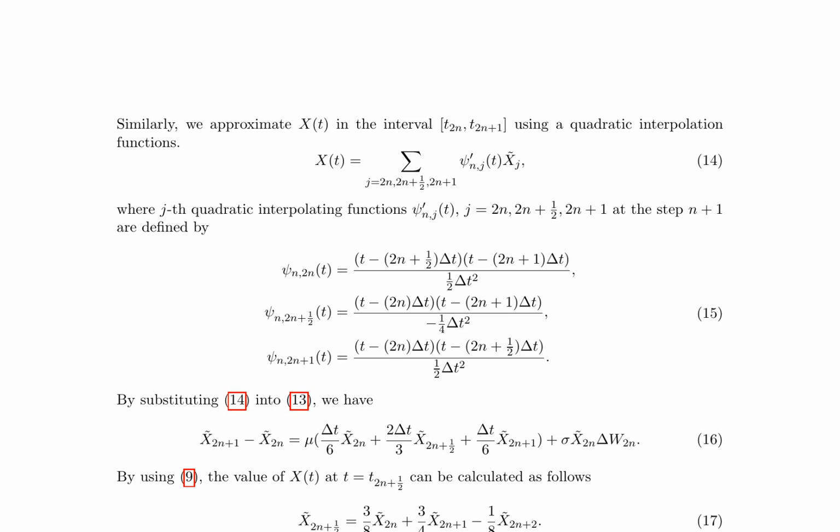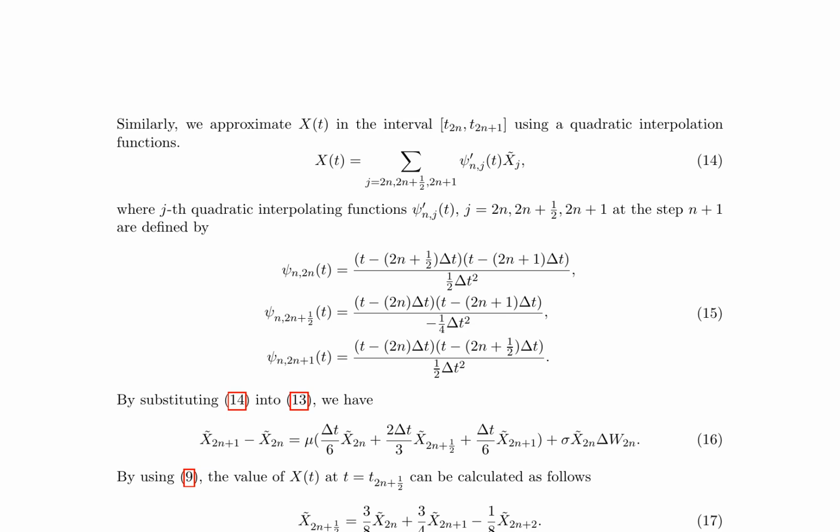The approximation of x(t) in the interval t_{2n+1} is achieved through quadratic interpolation functions, which are defined as a combination of quadratic interpolating functions psi_{n,j}(t), where j equals 2n, 2n+1, 2n+2. These functions are calculated using equations 15, resulting in the expression for x(t) given by equation 14. Substituting this approximation into the original stochastic differential equation 13, we obtain equation 16, which can be solved for x_{2n+1} and x_{2n+2}.